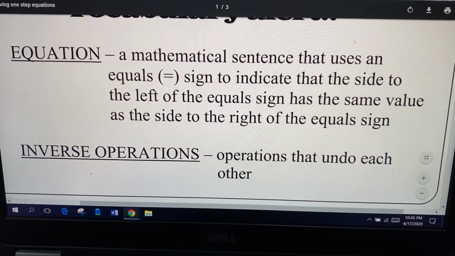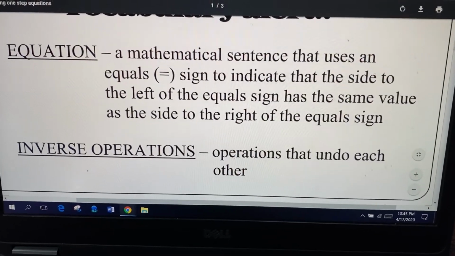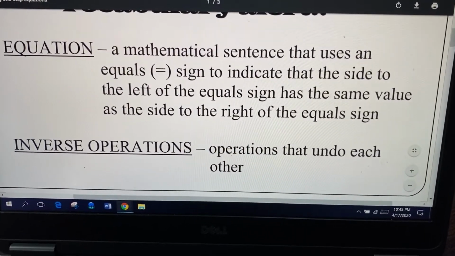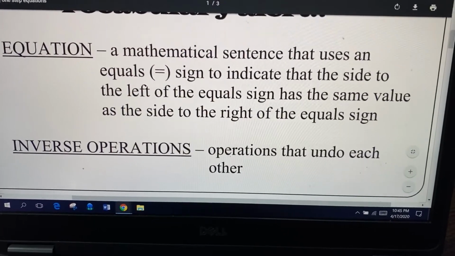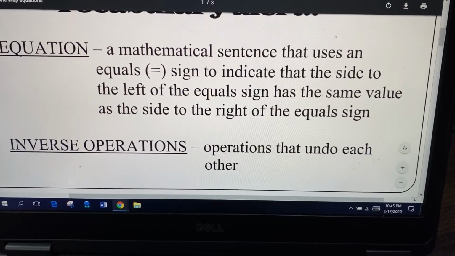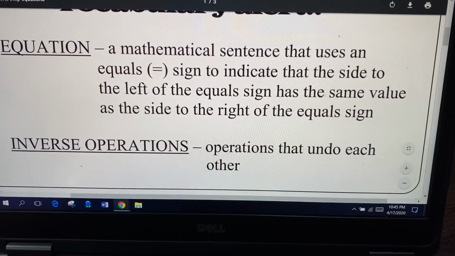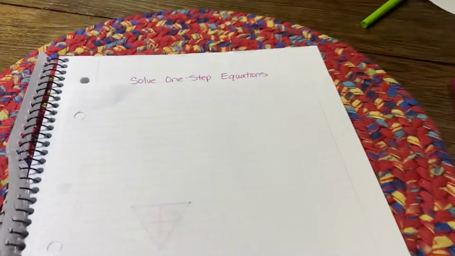So whatever the operation is given to you in the equation, if the equation is an addition problem, you're actually going to subtract to solve it. If it's multiplication, you're going to divide. You're always going to do the inverse operation or the opposite operation. Okay? So now we'll get into some examples.